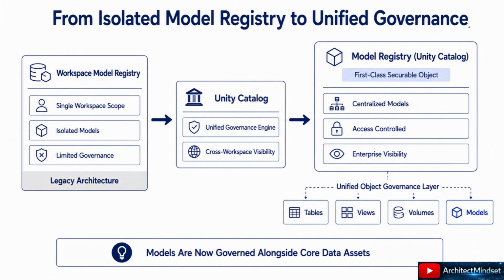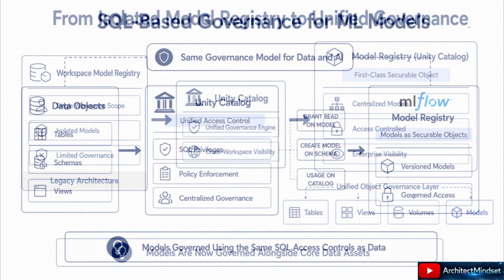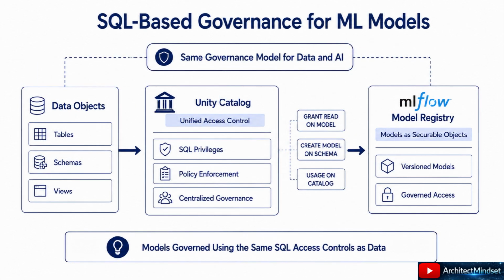Now let's move from features to models. In the legacy Databricks architecture, the workspace model registry was an isolated component tied to a single workspace. But with the advent of Unity Catalog, the registry now operates as a unified engine, elevating machine learning models to first-class governed objects inside the catalog itself, alongside tables, views, and volumes. This evolution marks a game-changing shift in how models are managed.